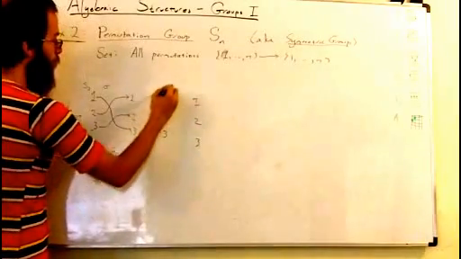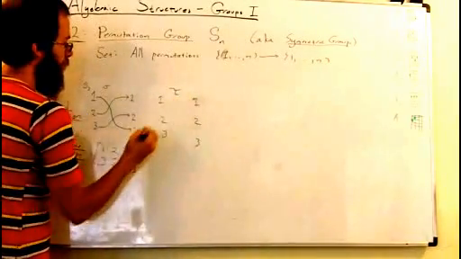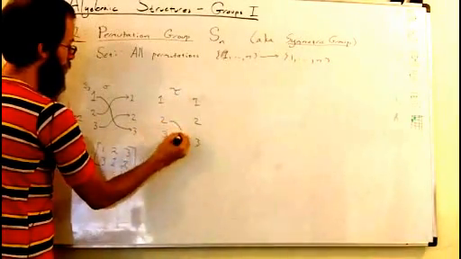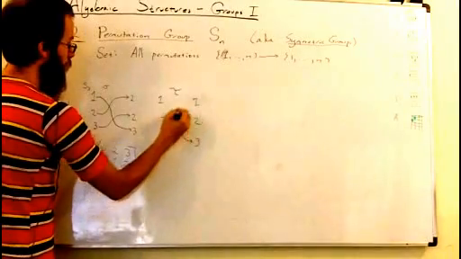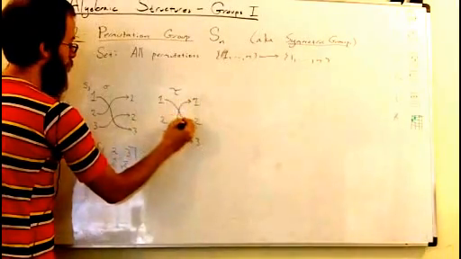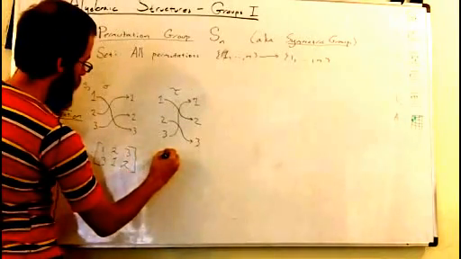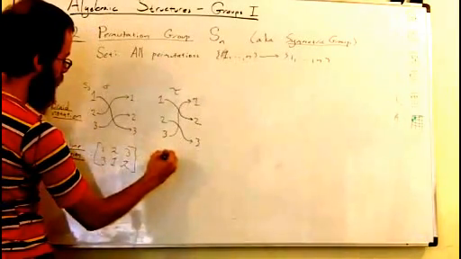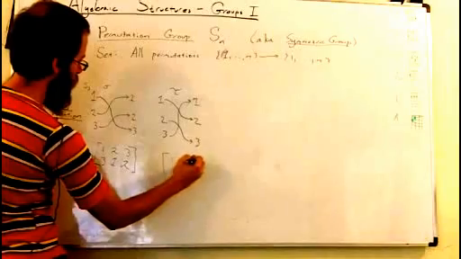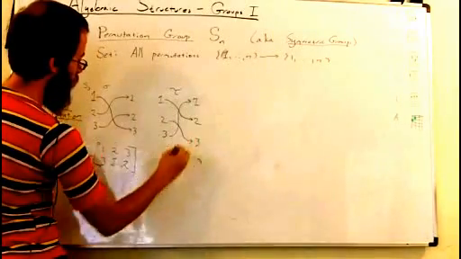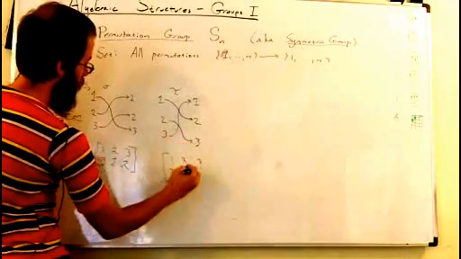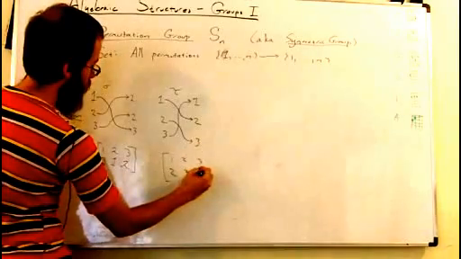So let's have another permutation here. I'm going to call it tau. And we're going to have, say, 2 go to 3, 3 go to 1, and 1 go to 2. Okay? So the two-line notation for this is I write 1, 2, 3, and then 1 goes to 2, 2 goes to 3, and 3 goes to 1.